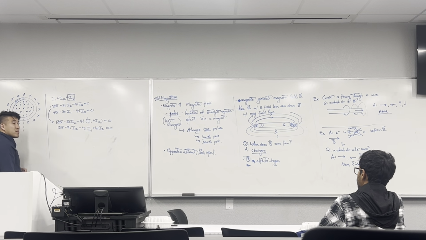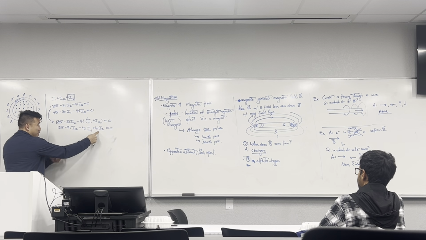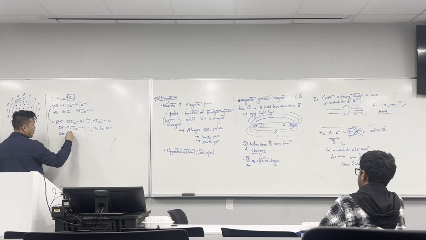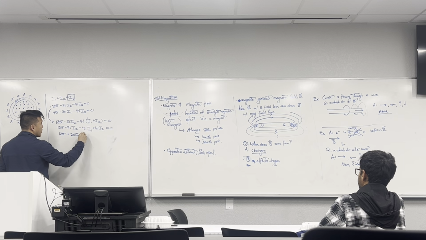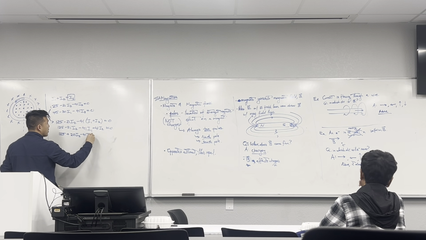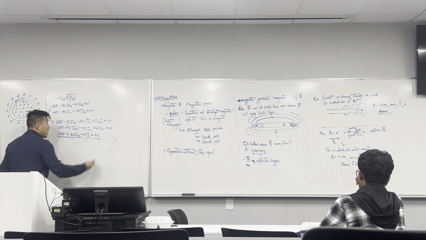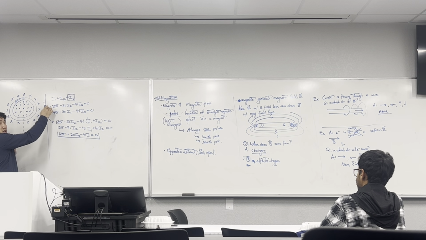Negative 21 I2 plus 41 I2. Those are like terms, so we can do the arithmetic. What wins out is plus 20 I2 minus 41 I1. That is going to equal 0. So that's what the second equation turned into.